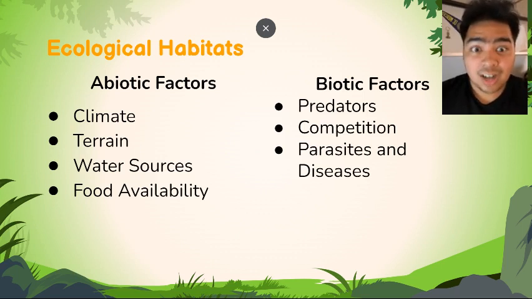Food availability. Rats are opportunistic feeders that can consume a wide variety of food, including grains, fruits, vegetables, insects, garbage, and even animal carcasses. They thrive in environments with abundant food sources, such as agricultural fields, garbage dumps, and human settlements. Biotic factors. Predators. Despite being prolific breeders, rats have many natural predators, including birds of prey, carnivorous mammals, snakes, and even larger rodents.